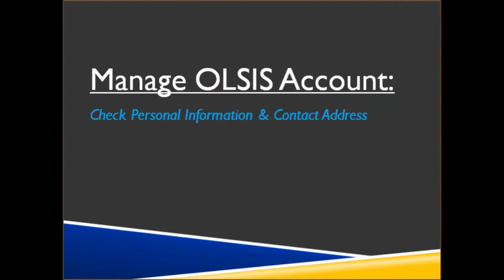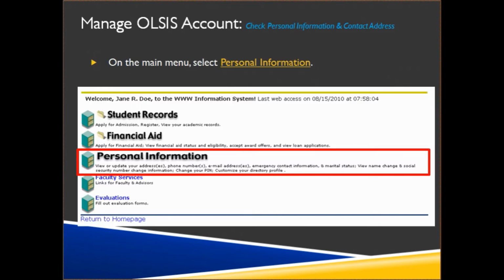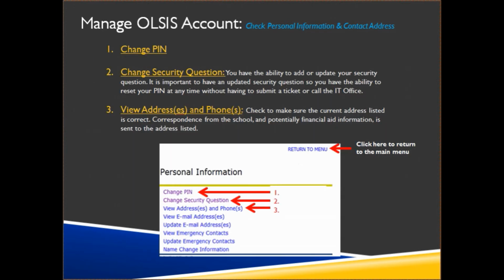Checking personal information and contact address in Olsis. On the main page, select Personal Information. On this screen are many options. The first is your Change PIN. The second is Change Security Question. You have the ability to add or update your security question. It is important to have an updated security question so you have the ability to reset your PIN at any time without having to submit a ticket or call the IT Help Desk.